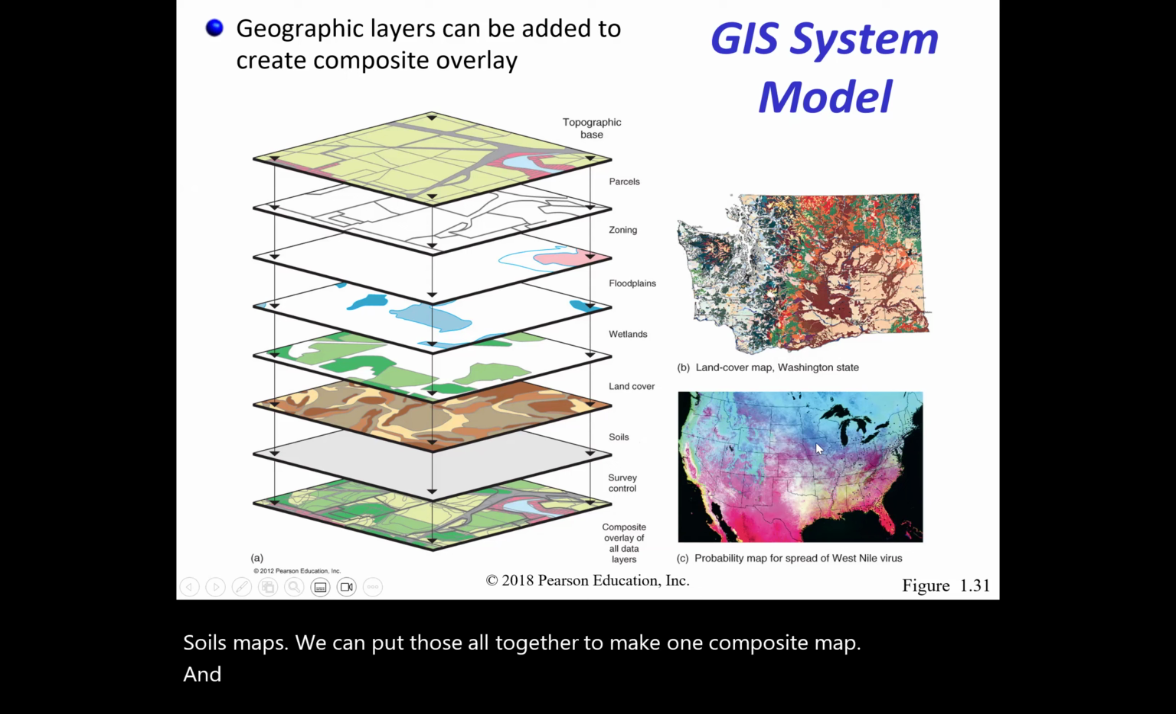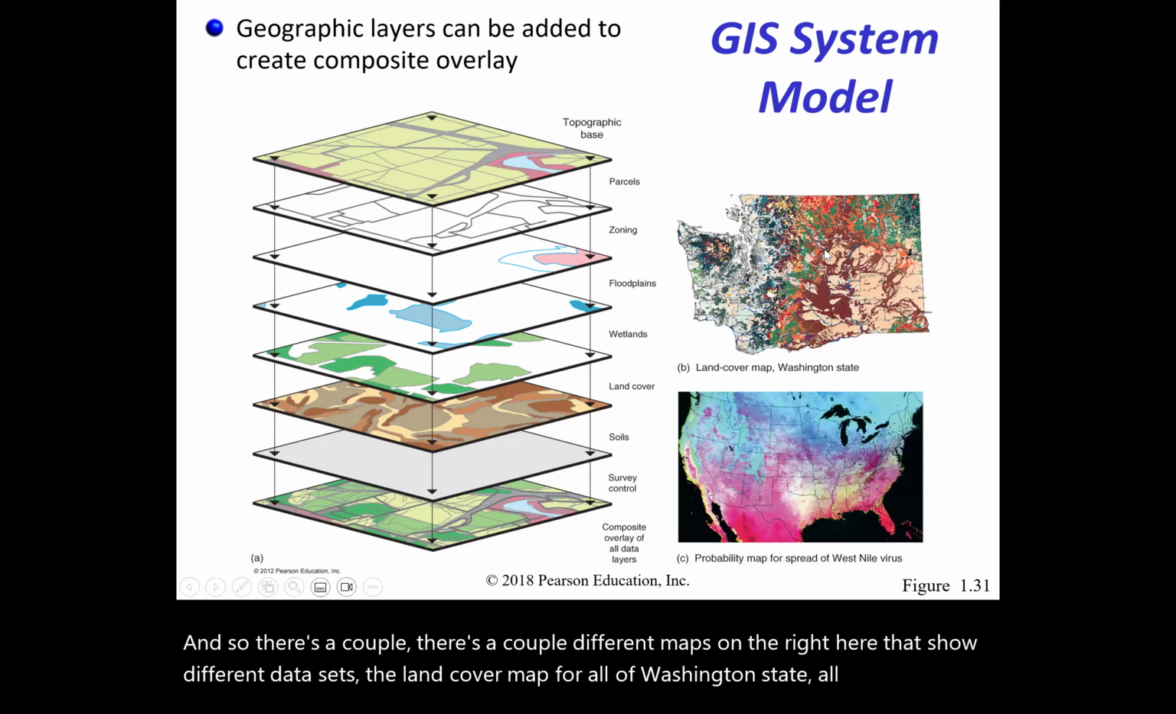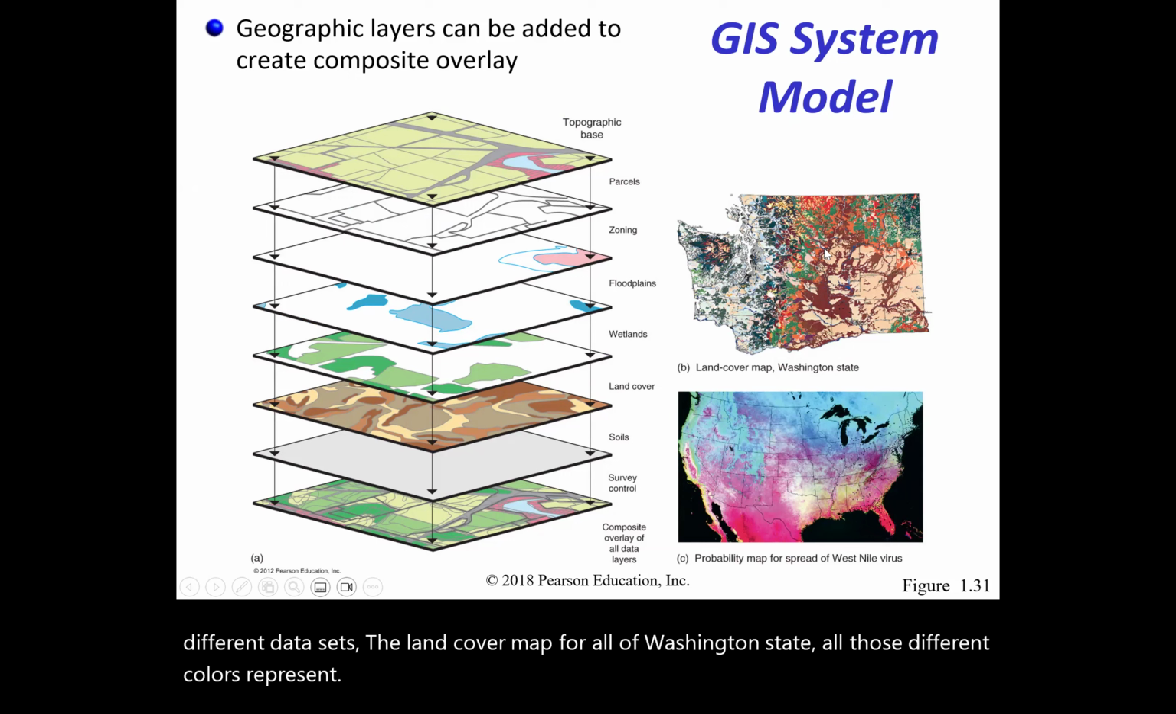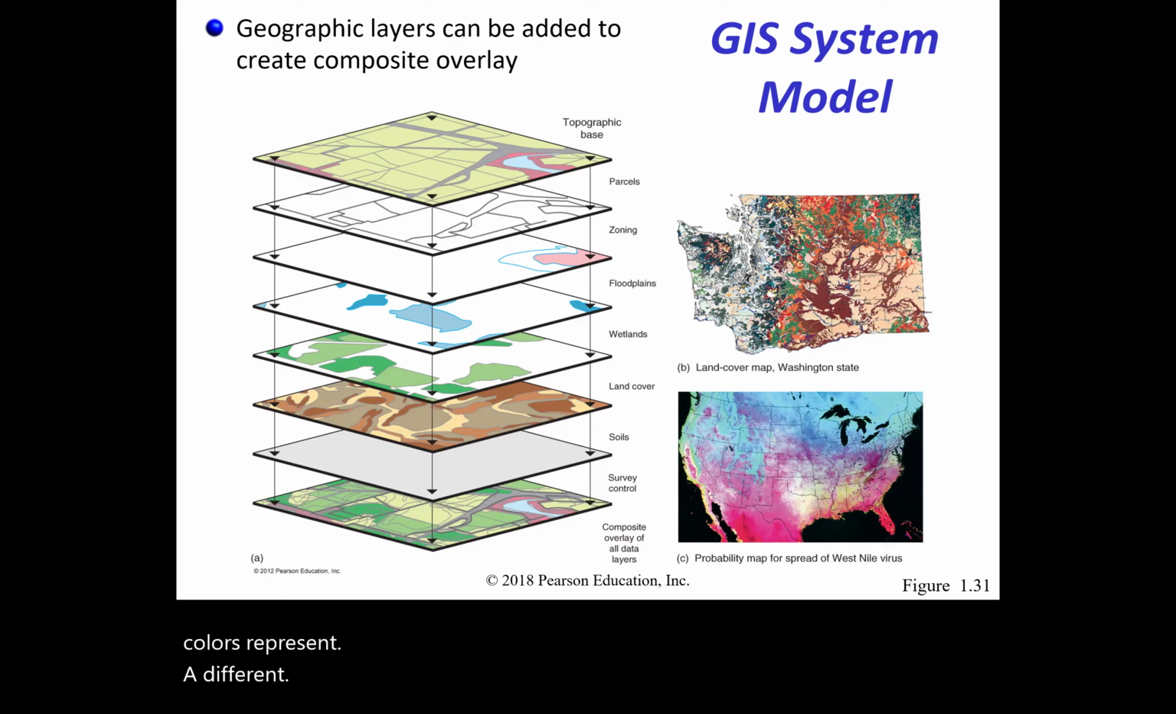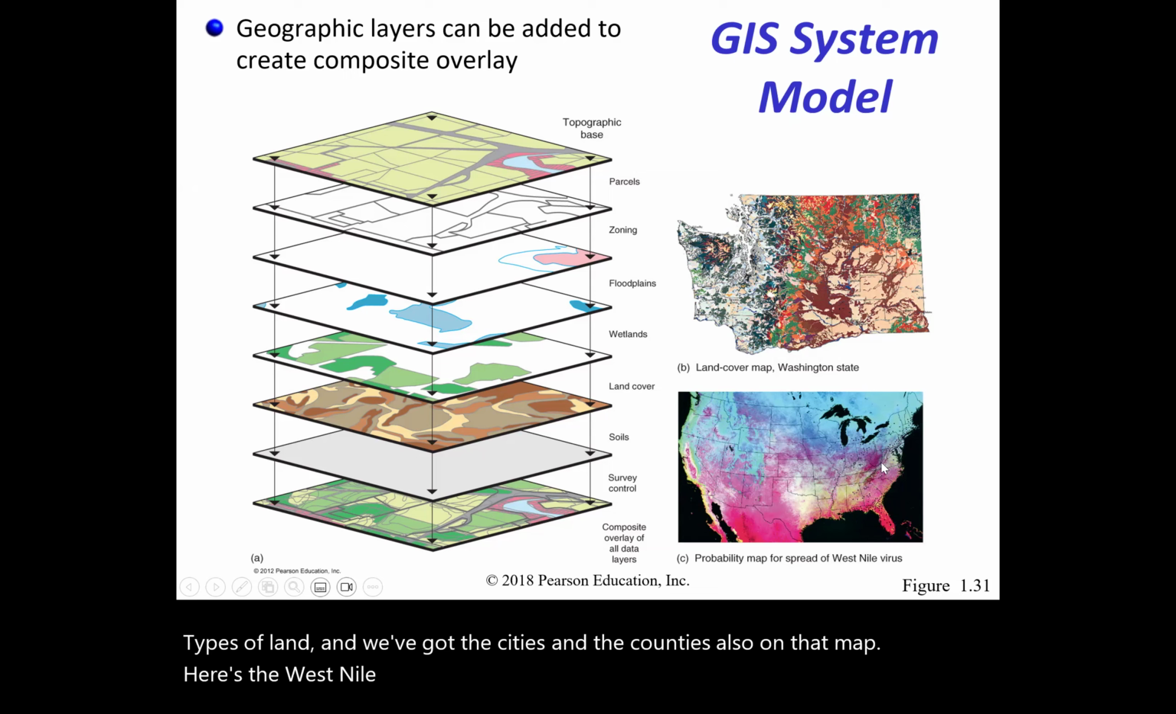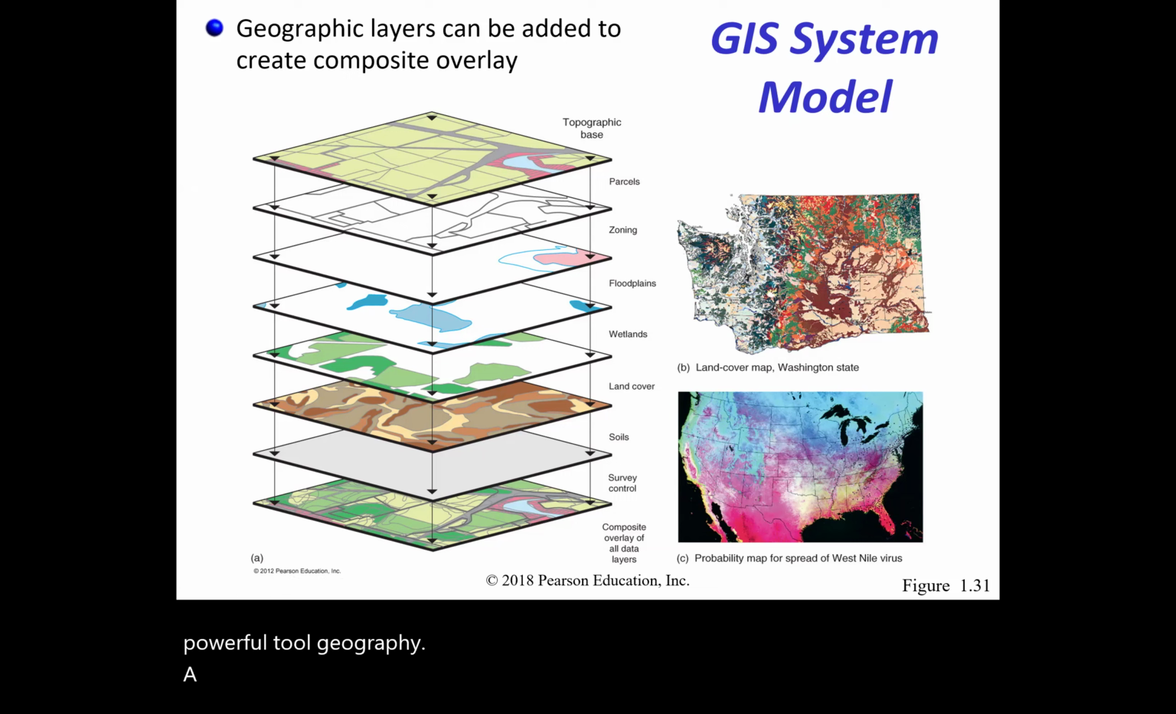And so there's a couple different maps on the right here that show different data sets. The land cover map for all of Washington State, all those different colors represent different types of land. And we've got the cities and the counties also on that map. Here's the West Nile virus map I've mentioned a couple times. It's just a really powerful tool, geography, a way of visually representing this data.